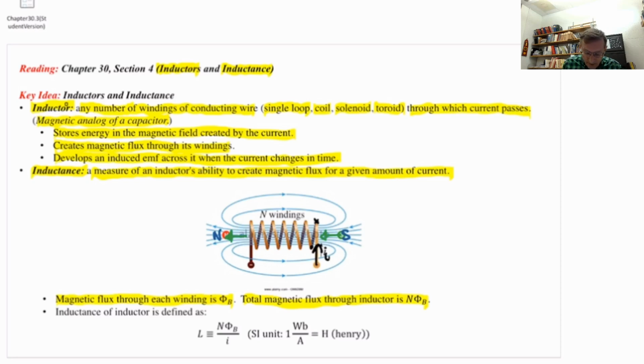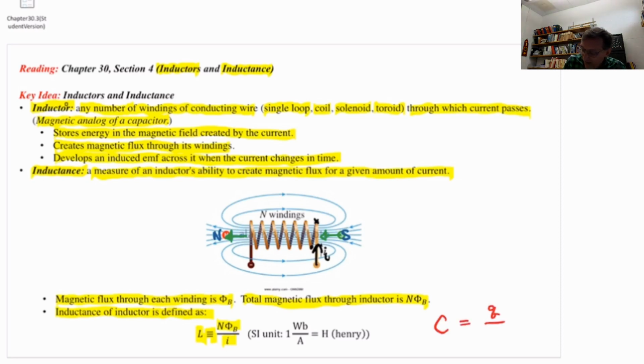Now we're ready to define the inductance of the inductor. The symbol for this property, inductance, is capital L. It's defined to be the total magnetic flux that I get, N times phi sub B, divided by the current I put in. Total flux per unit current. Compare that in the electric analog with the capacitor and its capacitance, C.